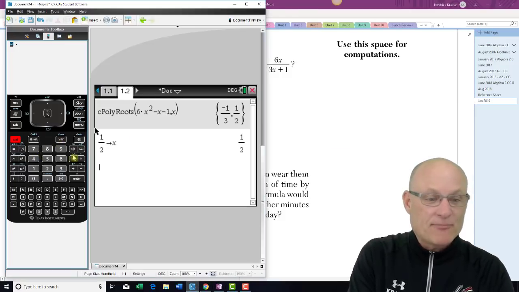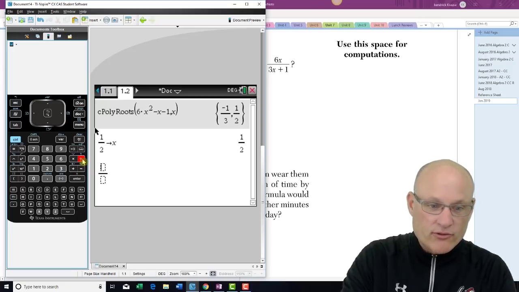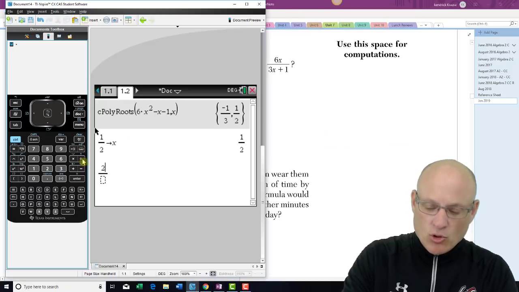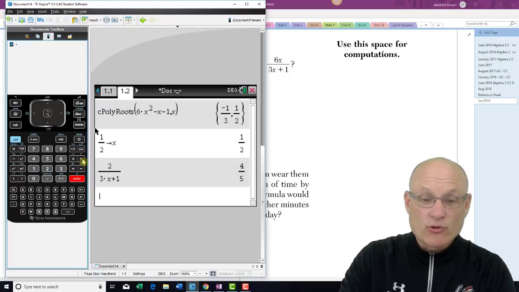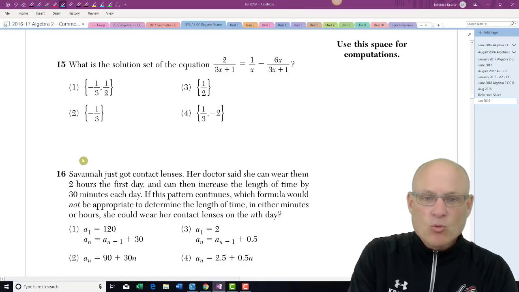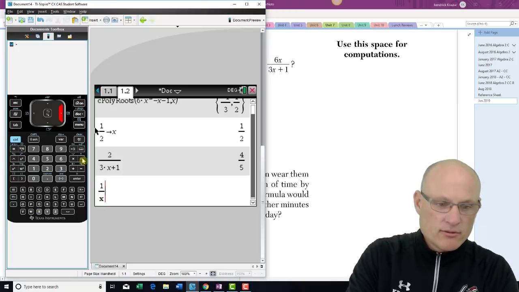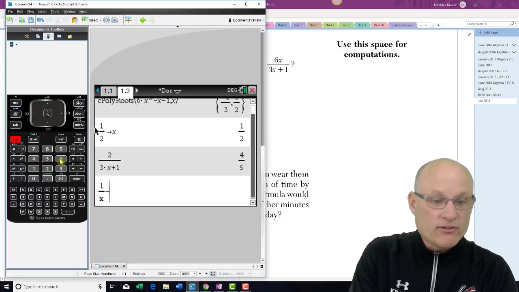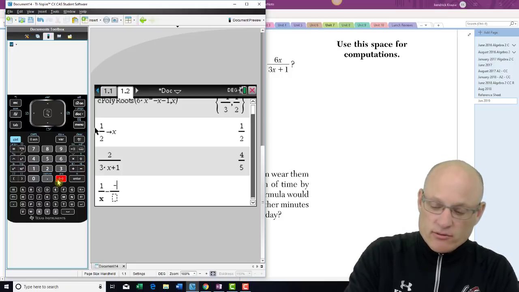And you only have to type this in once. Don't type it in more than once. 2 over 3x plus 1. Don't use the equal sign. There it is, 4/5. And then I'm going to do control division again. 1 over x minus, that minus is awful. That minus is really awful. 6, over 3x plus 1.